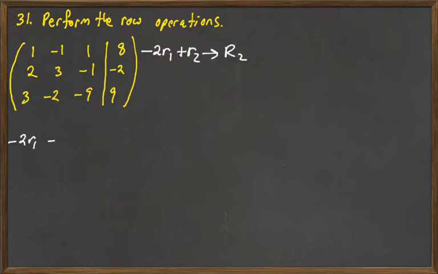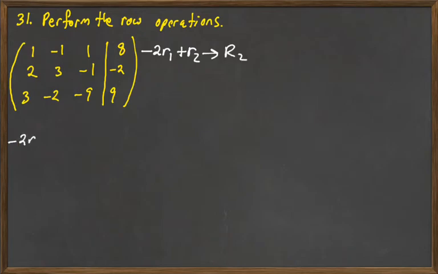So now we're going to take a matrix and do some row operations with it. We're given this, which would represent a system of 3 equations and 3 unknowns, or we can call it a 3 by 4 matrix. And the two matrix row operations given are negative 2 row 1 plus row 2 to replace row 2.